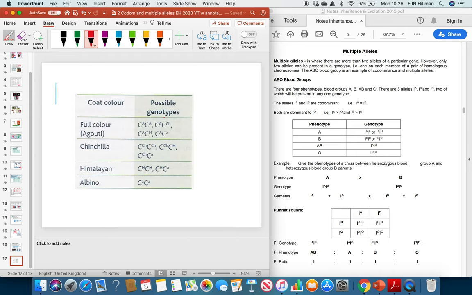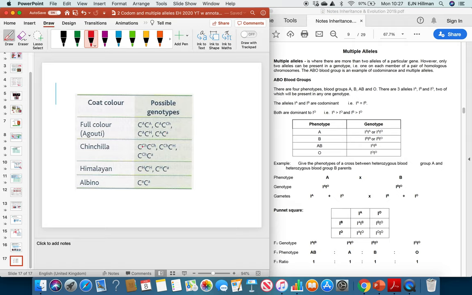Okay, so the possible genotypes for the full colour or the agouti phenotype, well, they could be homozygous for A, so CA, CA, or they could be heterozygous for the allele A and the chinchilla, because A is dominant over the chinchilla, so it could be CA, CH. A is also dominant over the Himalayan, so CA, CH, and it's also dominant over the albino, so CA, and then the recessive a for albino there.